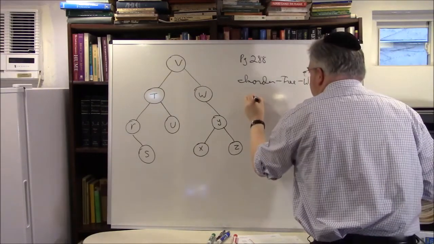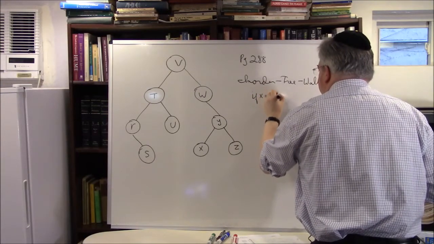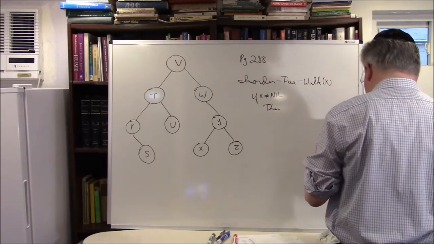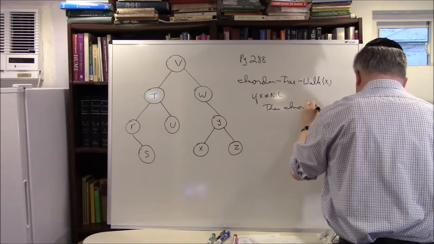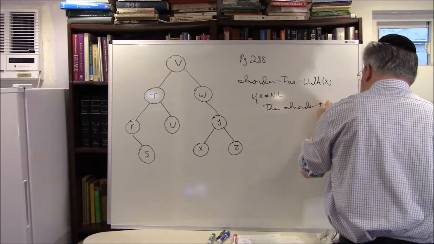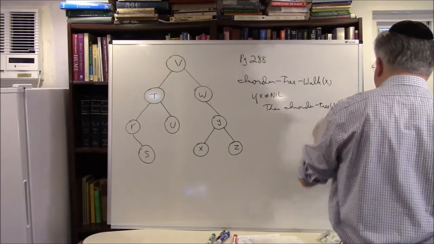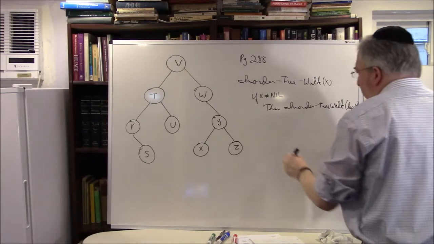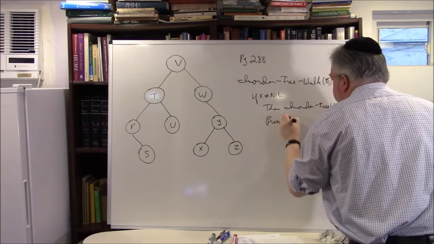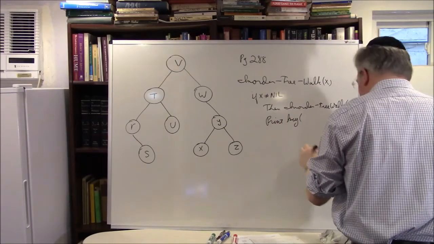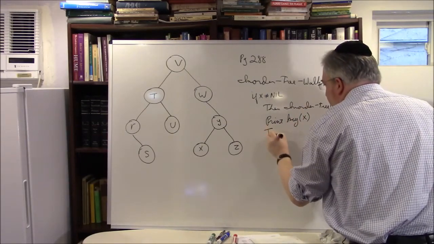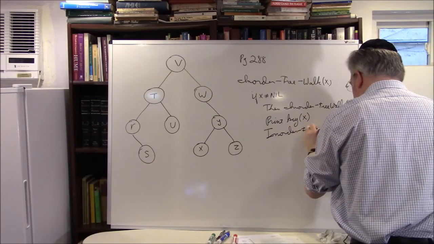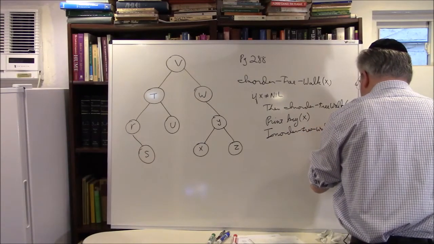X, it says as follows. If X is not equal to nil, okay, then in-order tree walk left of X, okay, print key of X, in-order tree walk right of X.